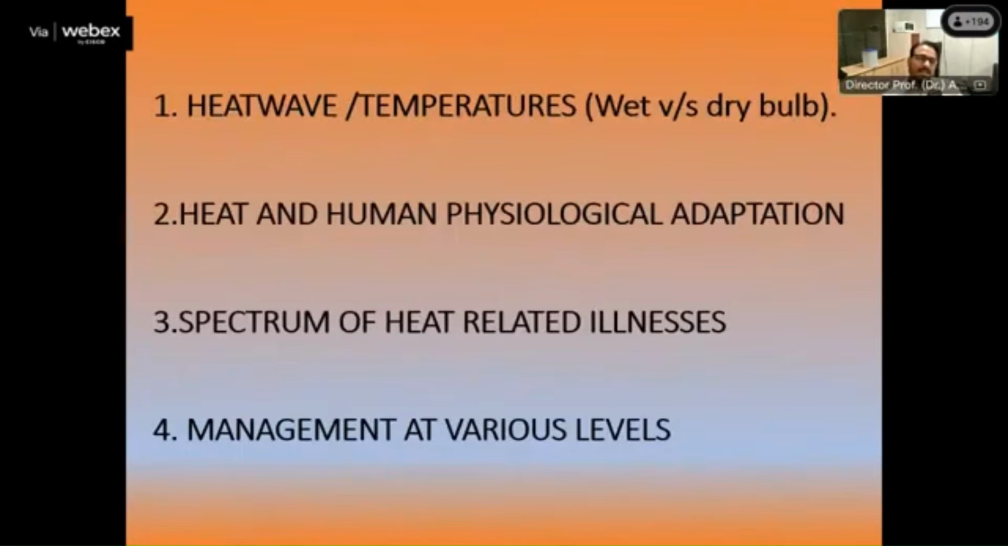So, temperature, I'll just go through quickly, then I will give you a brief overview of human adaptation to heat, and then the spectrum of heat-related illness, which can be as innocuous as prickly heat, colloquially called ghamori in Hindi, to as serious and deadly a disease as heat stroke. And I will be focusing more on heat stroke and cooling strategies because of the paucity of time.